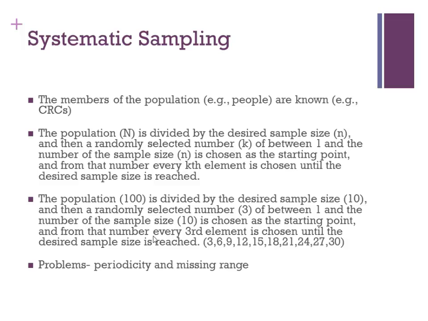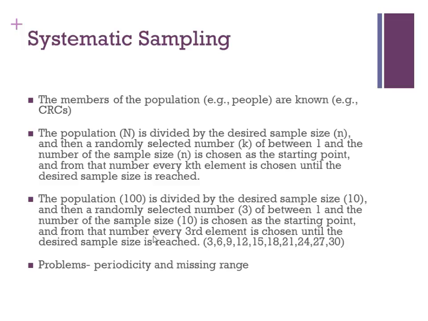And I'm going to read this sort of confusing sentence, and then we'll talk through what it means. The population, N, is divided by the desired sample size, small n, and then a randomly selected number, represented with a k, between 1 and the sample size, n, is chosen as the starting point. And from that number, every kth element is chosen until the desired sample size is reached. So what does that mean?